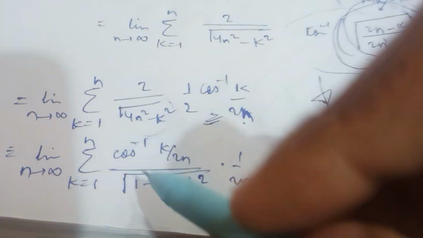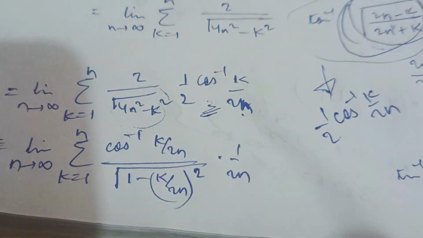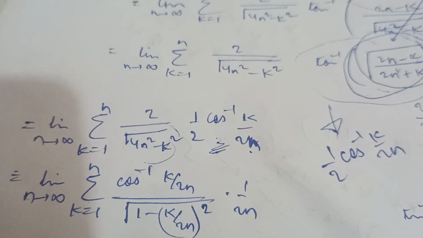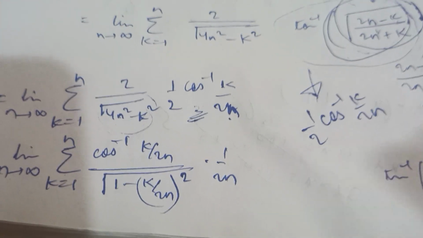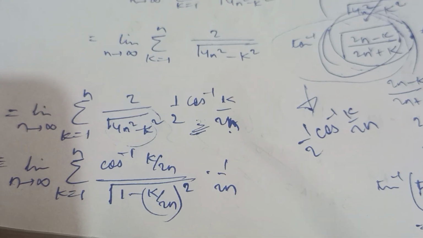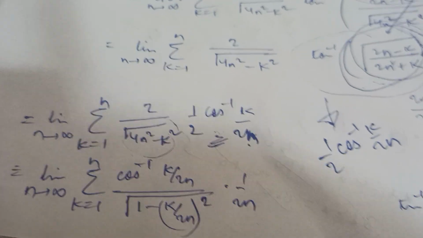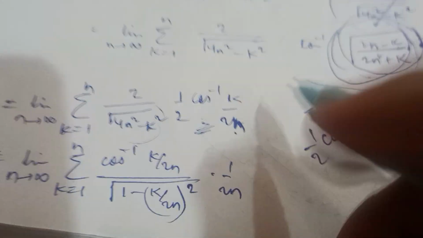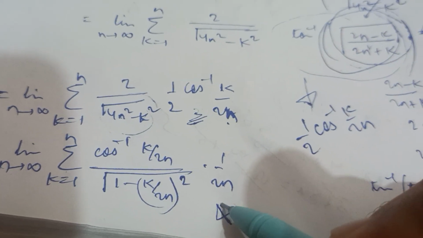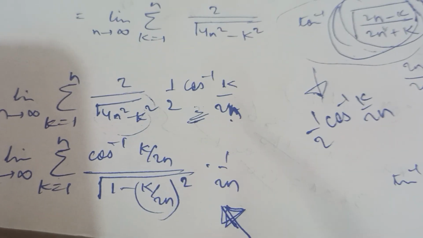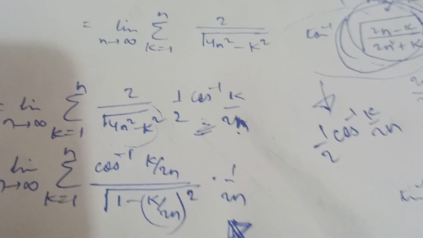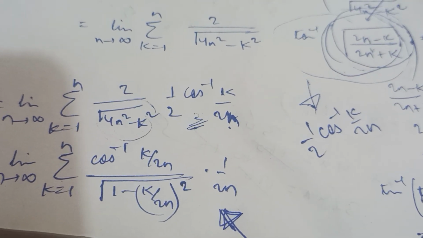Now I can see something, some pattern maybe, because I have k by 2n as common, and if you know the integration of cos inverse x, it is 1 upon under root 1 minus x square. So I think I may get somewhere. But here also I got stuck. Now the step here was a very tricky one for me.